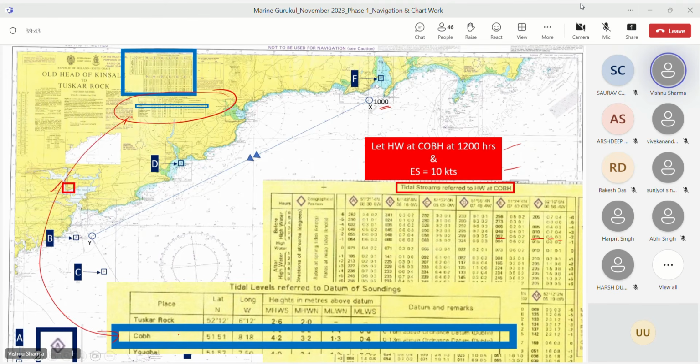At Cobe, the mean high water spring is 4.2 and mean high water neap is 3.2. So if your high water is 3.2 or close to 3.2, you will take from the neap column. If it is close to 4.2, you will take from spring. So neap and spring can be found when you see the tide table that you will have. Now, obviously here in the question, somebody has to tell me whether this high water is neap or spring.